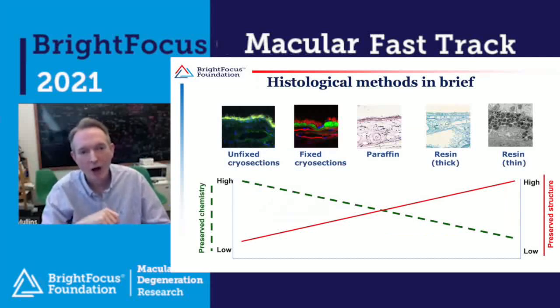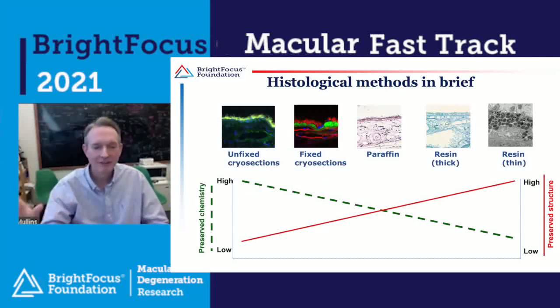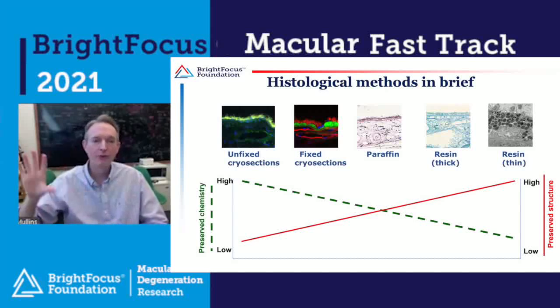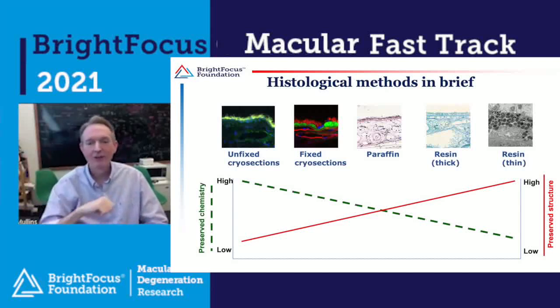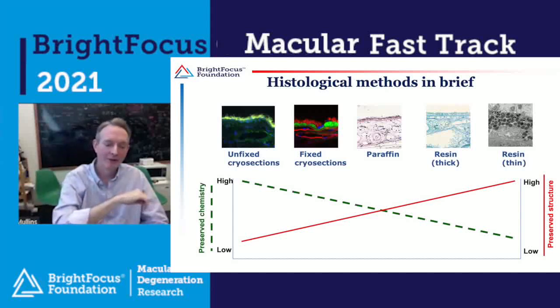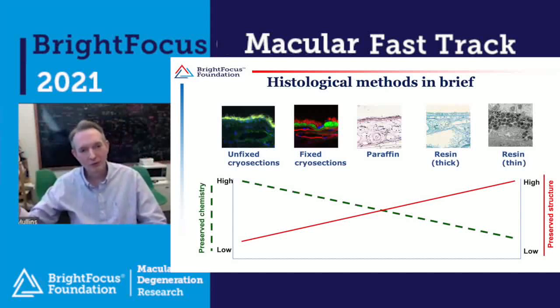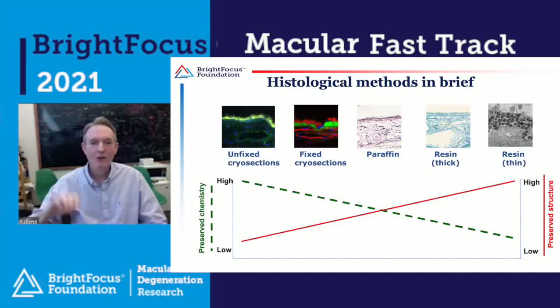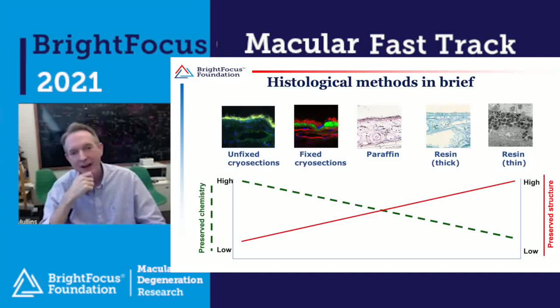There are a number of ways that one can use histological information. And what I'm trying to show in this image is that as you go through sort of more aggressive processing, you're able to see greater detail in many cases, but you may lose tissue biochemistry. So as we go from sort of unfixed cryosections all the way over to thin sections embedded in resin, we typically extract a lot of the biochemical data, but we preserve a lot of the anatomical data. And so you have to sort of decide where on the spectrum you want to be.